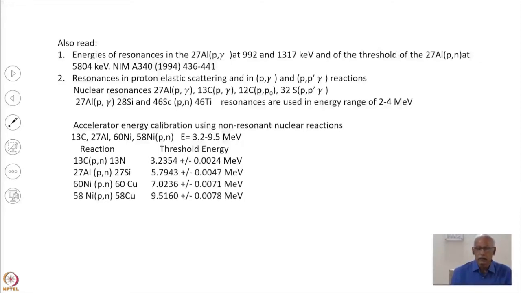And these experiments also have been done in various accelerators. And very accurate energy measurements have been done, and values have been found.